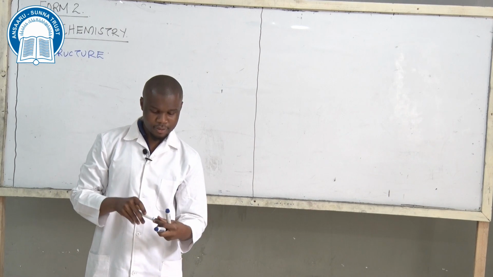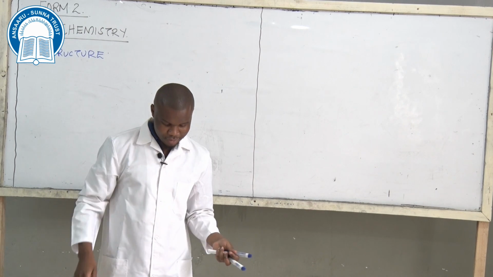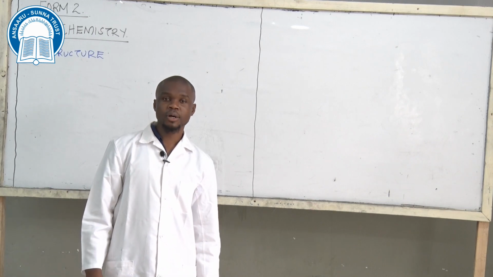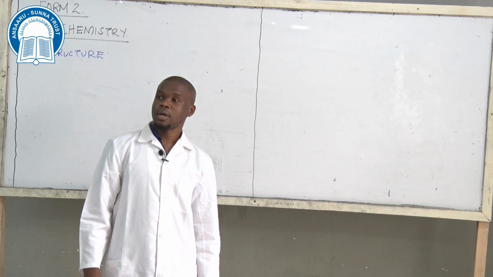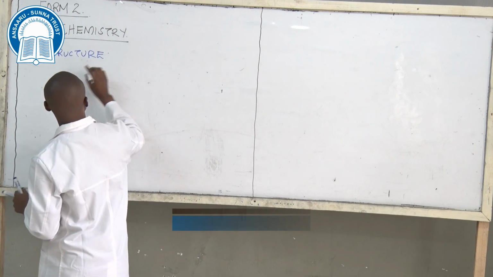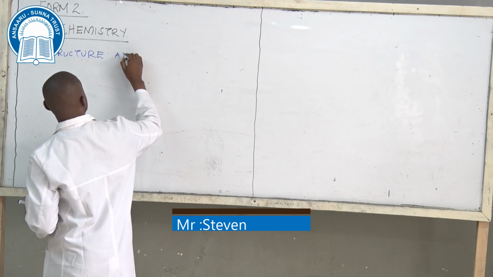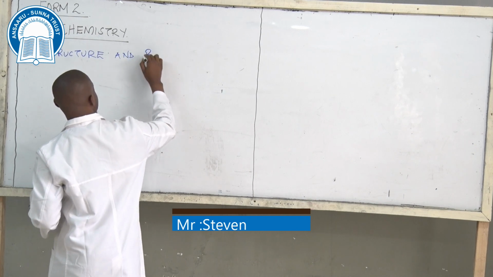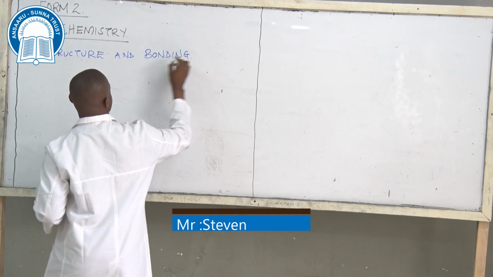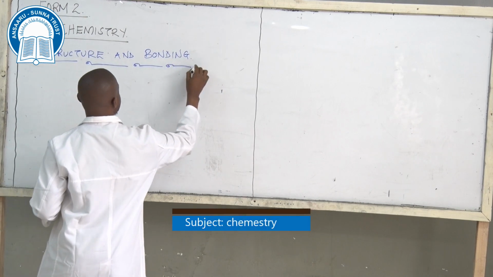Good morning. We are here today to learn chemistry, Form 2 work, topic: structure and bonding. Just to start with, we would start with the definition of what the structure is and what the bond is. So we will define the two terms.